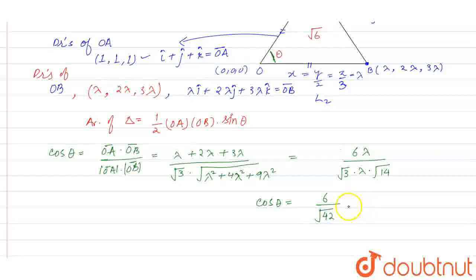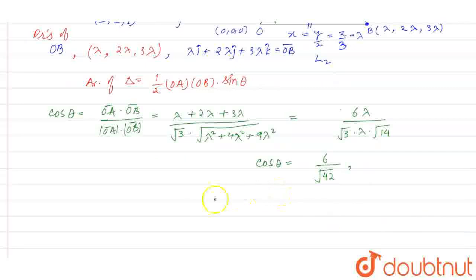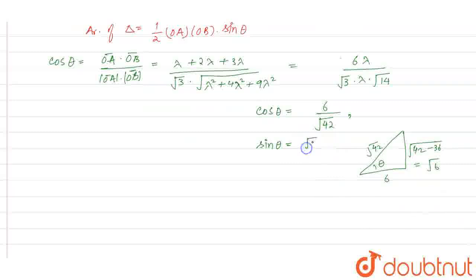Now we'll find sin theta. Cos theta is base by hypotenuse, with the hypotenuse √42. So if this is angle theta, the perpendicular is √(42 minus 6²), that is √(42 minus 36), and we get √6. So sin theta is equal to √6/√42.